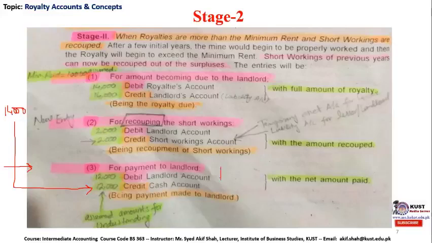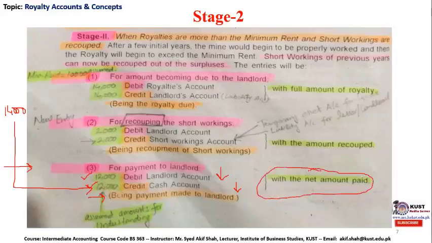Here comes the debit entry, which is landlord, and it is a liability account for the lessee. There is a decrease in the landlord account, which is a liability, therefore we have debited it with 12,000 rupees, and we have paid this 12,000 rupees in cash to the landlord. Cash is an asset account, so this is the reason we have credited the cash account in the books of the lessee. And then we have given the narration, which is being payment to the landlord with the amount that is net out of the royalty after short working.